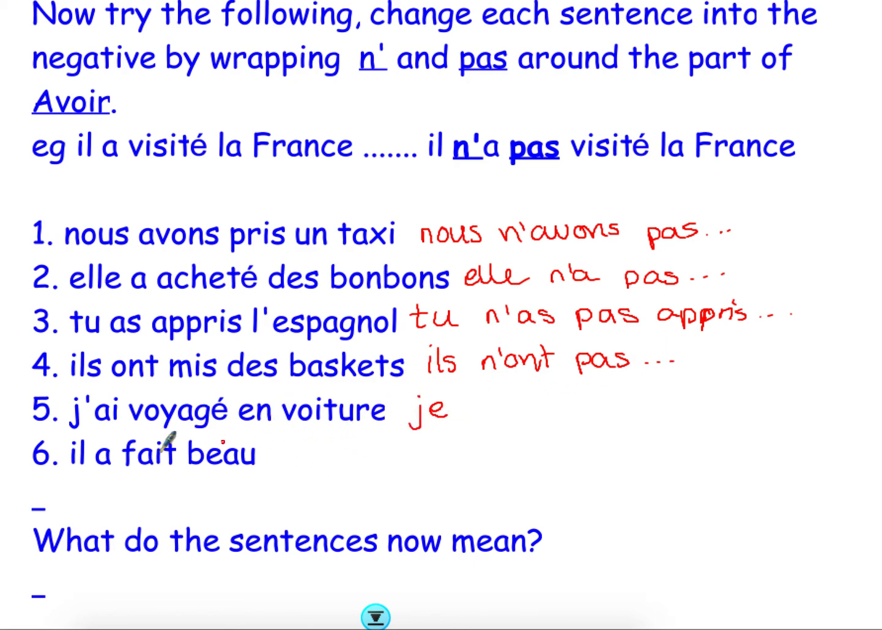Je, this one, remember we need to split this up. Je n'ai pas voyagé en voiture. I did not travel by car. Il n'a pas fait beau. It was not nice outside.